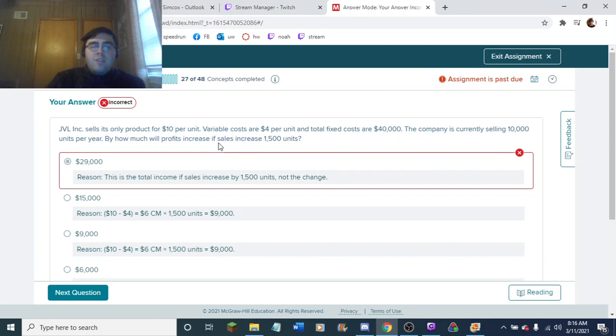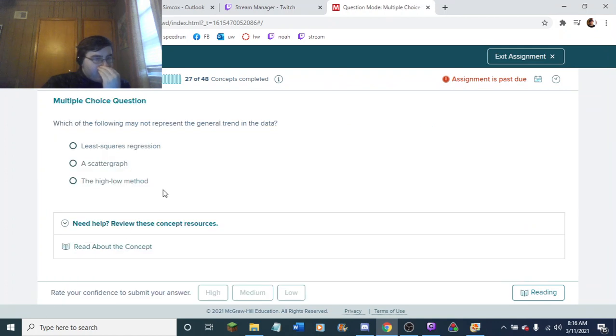What you need to do is take the contribution margin times the amount changed, and that's how much your profits will increase. I see.